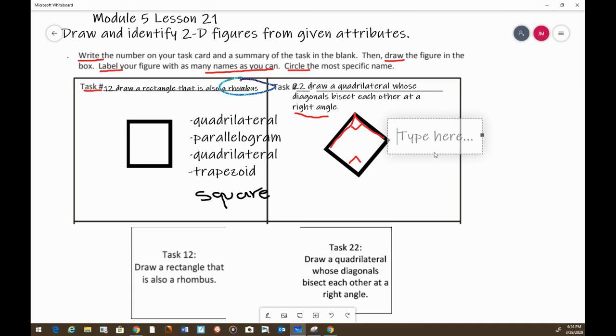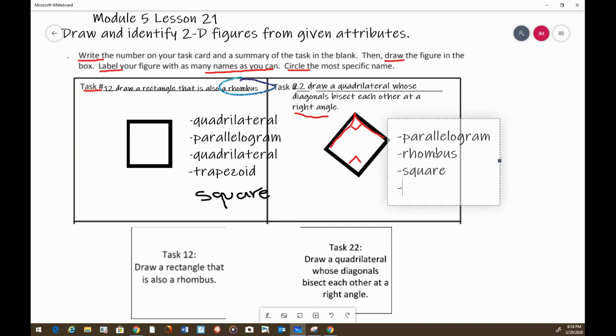Now we have to label it as many times as we can. Does it have two sets of parallel lines? Yes, so we call it a parallelogram. Okay, is it a quadrilateral? We already know that because it's written on the page. We said it's a rhombus. Now, does this rhombus have all equal sides? Yes. Does a square have all equal sides? Yes. So we can call this also a square.